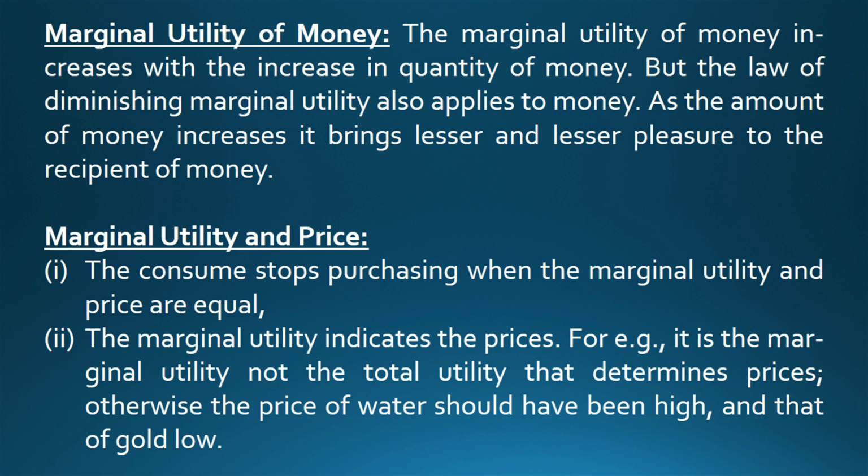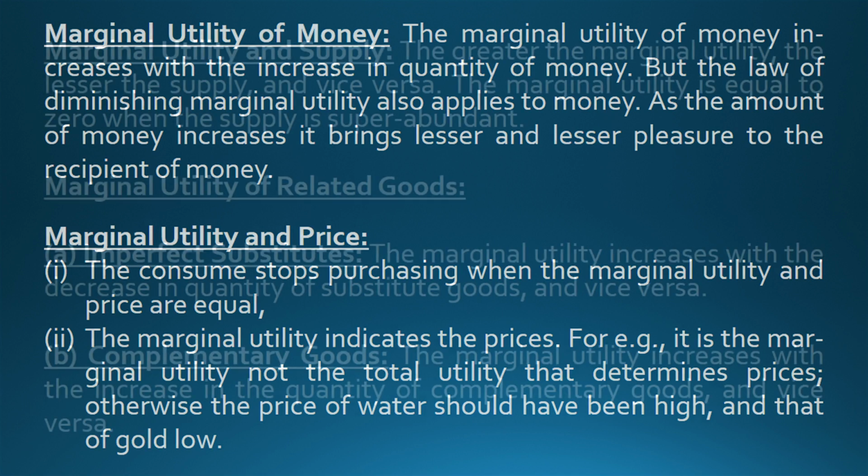Marginal utility and price. 1. The consumer stops purchasing when the marginal utility and price are equal. 2. The marginal utility indicates the prices. For example, it is the marginal utility, not the total utility, that determines prices. Otherwise the price of water should have been high, and that of gold low.